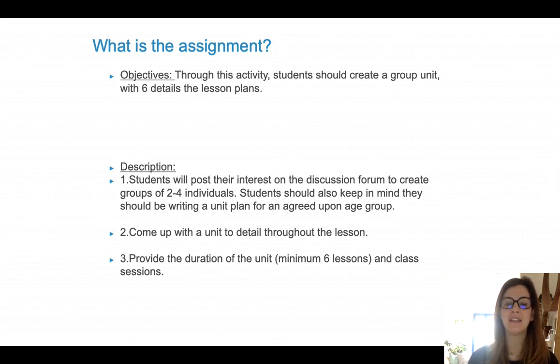You will get to discuss with your classmates what your interests are. You can write on the discussion board, or if you already have another forum where you talk, that's great. And you will create your own groups. I would keep in mind not to work with just people that we know or that are friends, but to work with people that work with students in the same age group, right? Because it'll make it much easier.